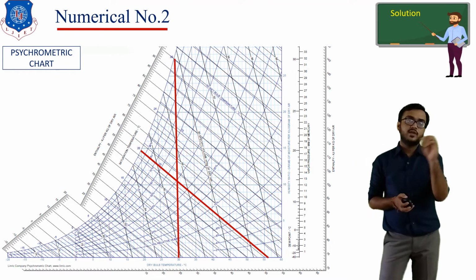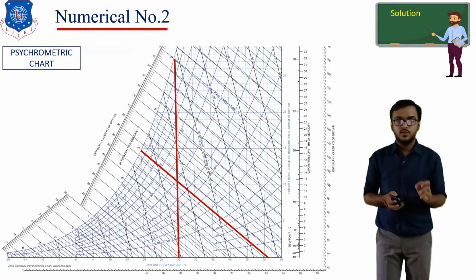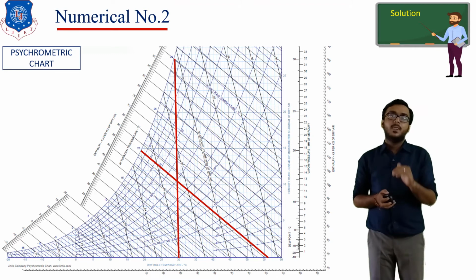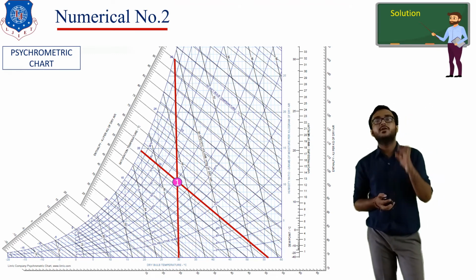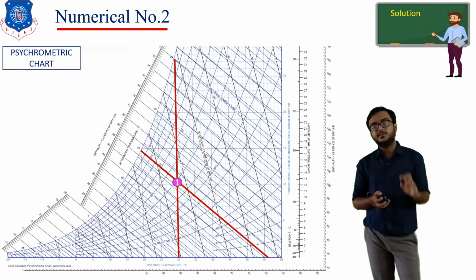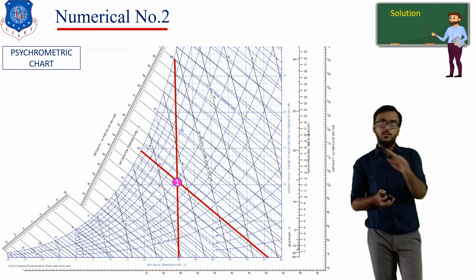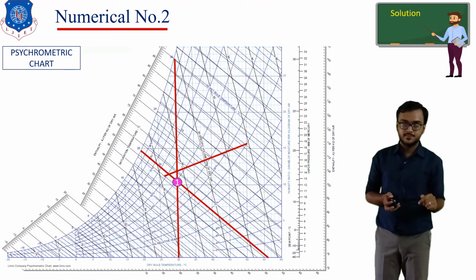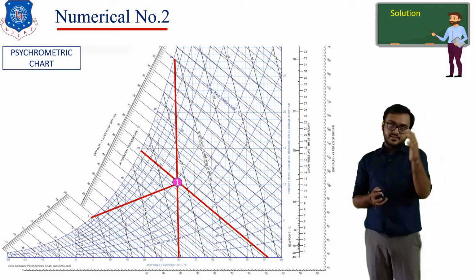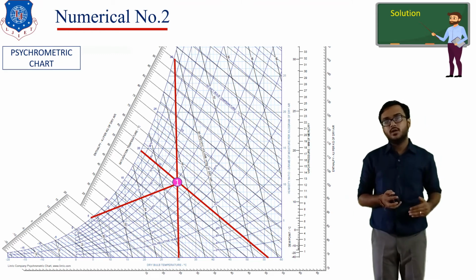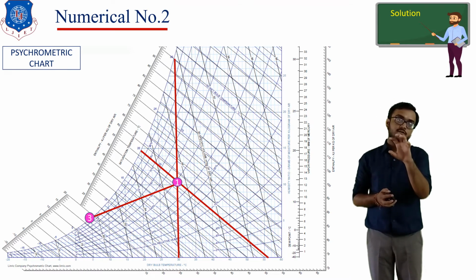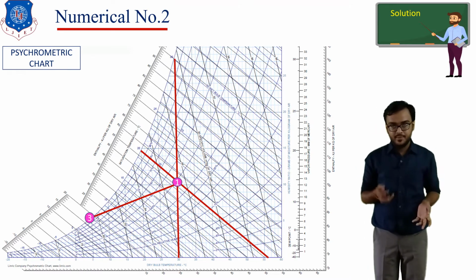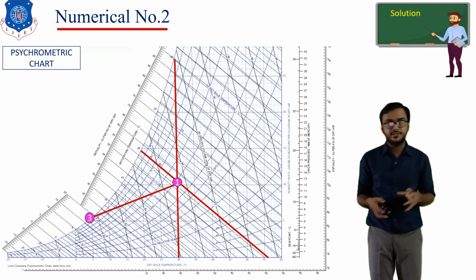The intersection of dry bulb and wet bulb gives us point number 1. Now the cooling coil surface temperature is given, that is 5 degree. So you need to connect point number 1 with the 5 degree. Here I have connected point number 1 with the 5 degree like this, and the intersection of this line with the saturation curve, let's say point number 3, indicates the apparatus dew point temperature, ADP, or you can say cooling coil surface temperature.